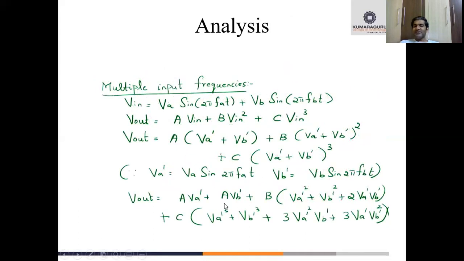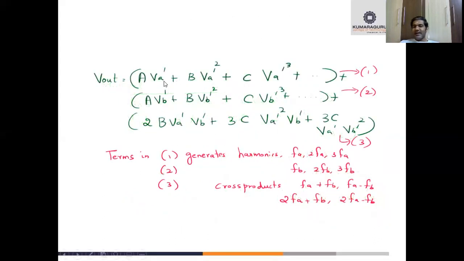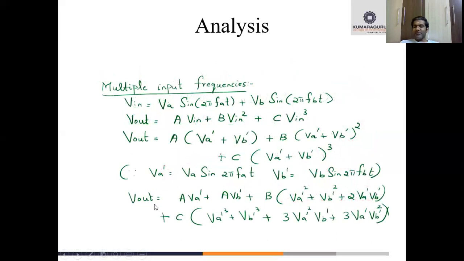I'm just separating this function in terms of the powers. That is, in terms of VA dash itself, VB dash itself, and the combination of VA dash and VB dash. See, I'm just rearranging this expression of V out. You could see this is your expansion for V out. I'm rearranging this function of V out in such a way that I have it in terms of VA dash, VB dash, and the combination of VA dash and VB dash.